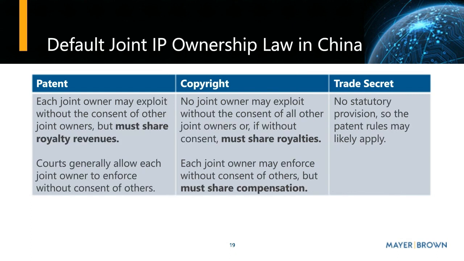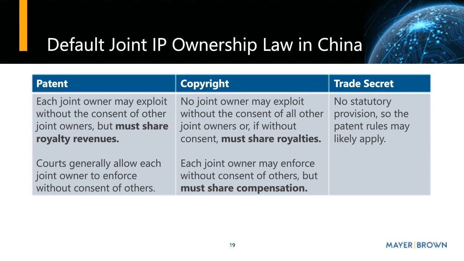Okay, now we'll move on to default joint ownership in China. The default rules in China are a bit different from the default rules in the United States. The PRC patent law was amended for the third time in 2008, and the amendment specifically addressed joint ownership of patents. So as of the 2009 effective date of the amendment, a joint owner in China is entitled to exploit the jointly owned patent alone or grant a non-exclusive license to a third party to exploit such patent. But any fees generated from such license must be shared among all the joint owners.